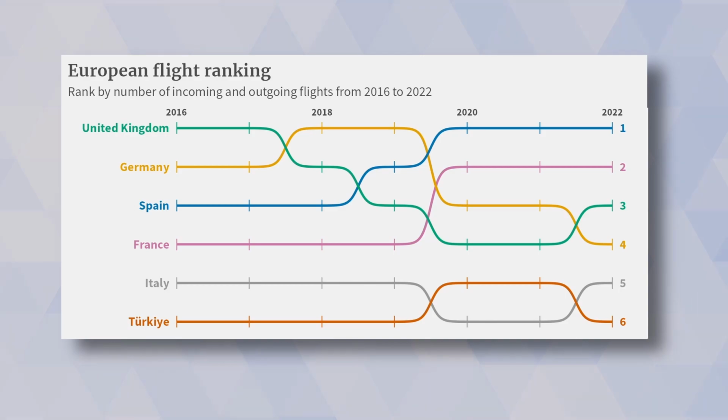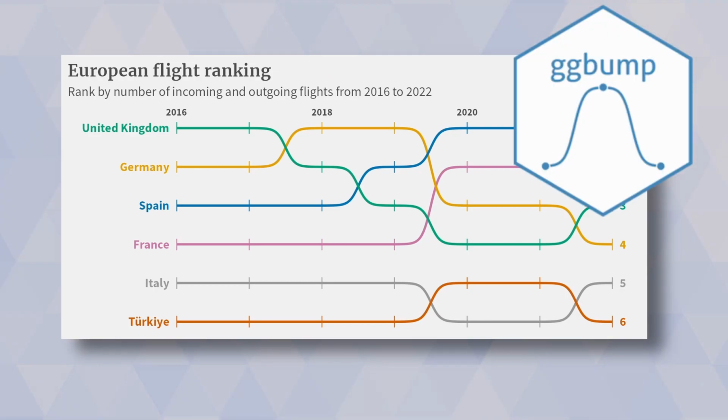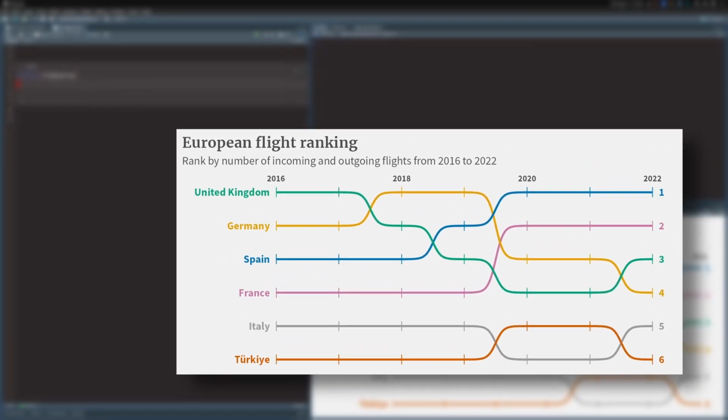Bump charts are a great way to show rankings over time. In this chart you see a ranking of European countries based on the total number of incoming and outgoing flights. And with the ggBump package, it's very easy to create such a plot. Let me show you how that works.